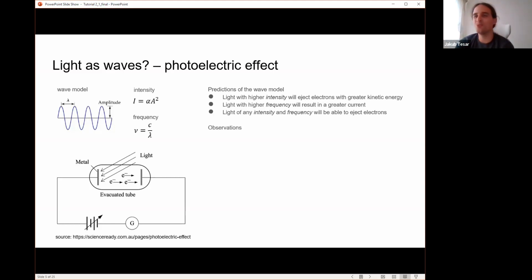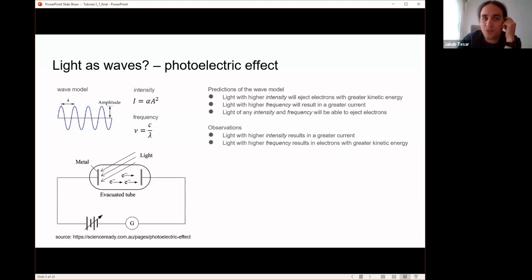But if you do the experiment, it's not ideal if you have 3 predictions and none of them is correct. It is exactly what happened with the photoelectric effect, because if you do the experiment, we did it in the laboratory in my physics classes, if you increase the intensity of the light, you will get greater currents, not greater kinetic energy, but more electrons coming out of it. If you increase the frequency, you will actually increase the kinetic energy of the electrons.